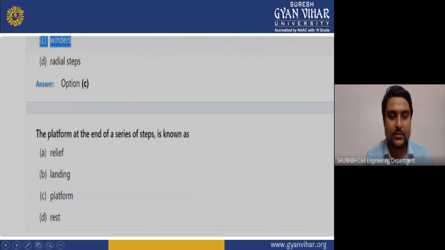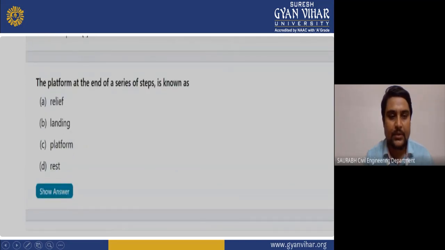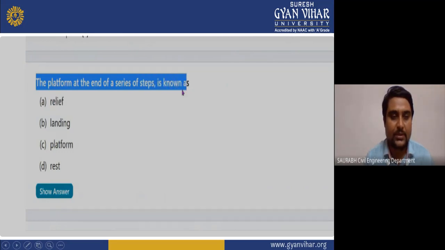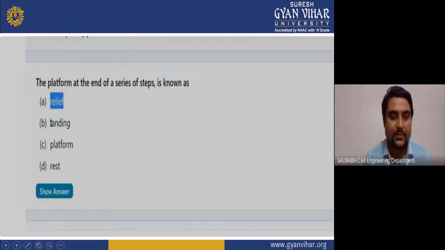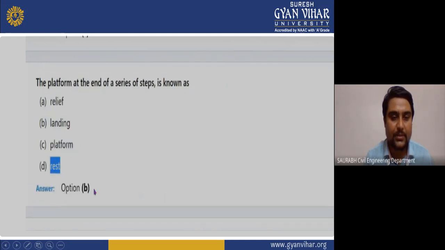Come on the next question. The platform at the end of a series of steps is known as? Options are relief, landing, platform, rest. The right answer will be B, landing. Landing is known as the platform where a series of steps finishes.